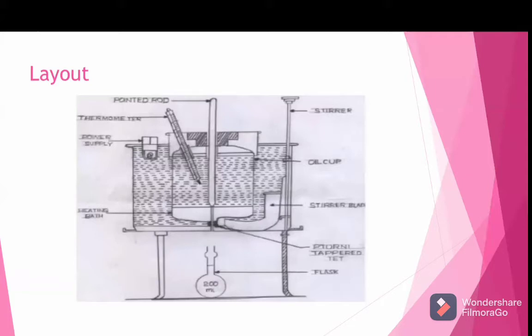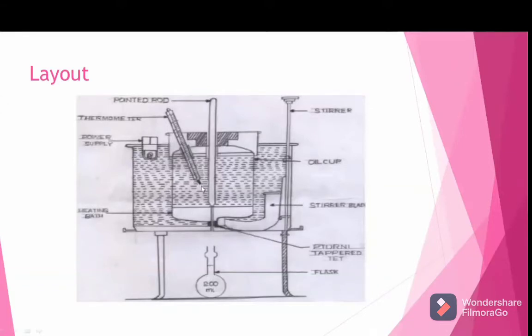Now, its layout. At the bottom of the instrument, there is a 200 ml flask. Above it, there is a tank in which we put the fluid. There is a thermometer which is used to measure the temperature of our system. There is a pointer rod, a stick band, an oil cup seat which is used for setting the fluid, and the heating bath power supply. The power supply is also needed because it is an electrical instrument.